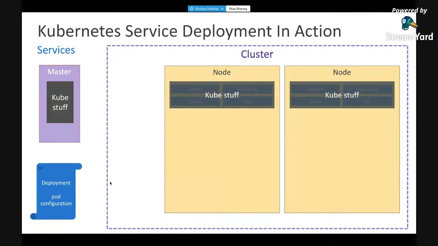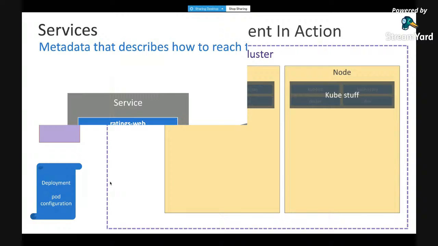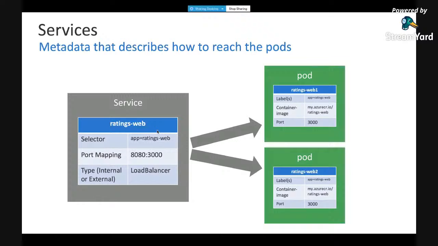Funny enough, here's a little trivia for you. The IPs you get in services: you get a host name called ratings-web that is available to the entire cluster, and there's an IP address that DNS returns. That IP address doesn't technically exist. It only exists in IP tables. You will hopefully never need to know that information.